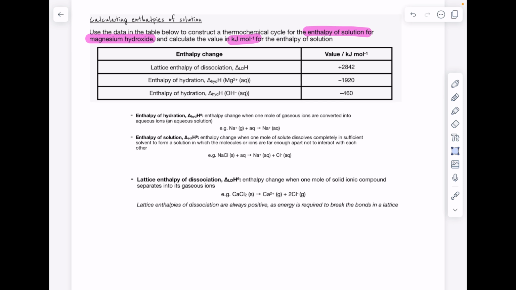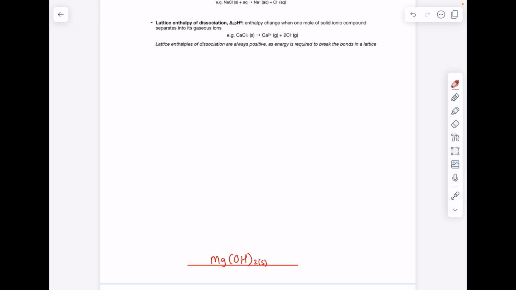So the first thing we want to do is set ourselves up for the lattice enthalpy of dissociation. Remember, it's when 1 mole of solid ionic compound separates into its gaseous ions. So at the bottom, I'm going to show the solid compound, 1 mole. So let's separate it into its gaseous ions.